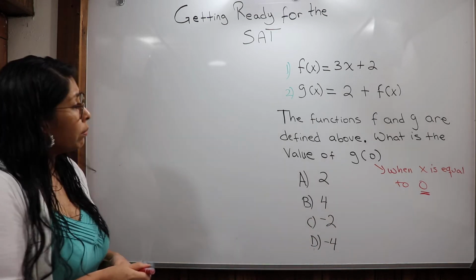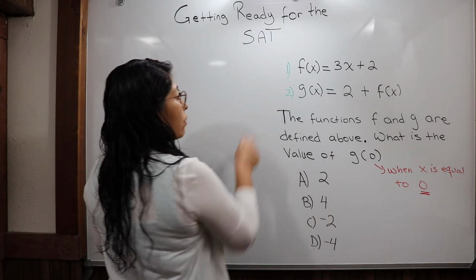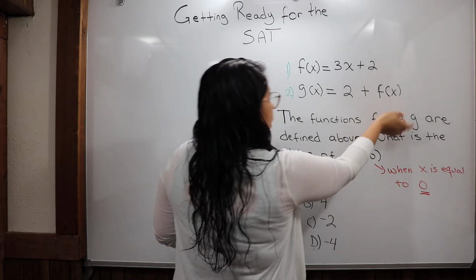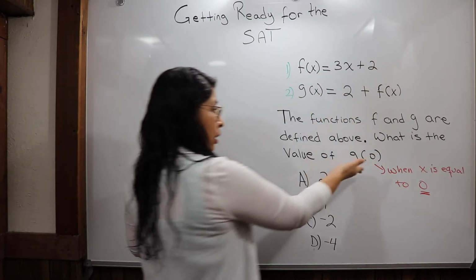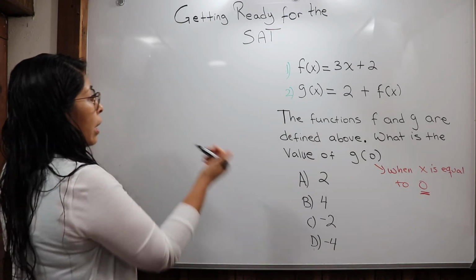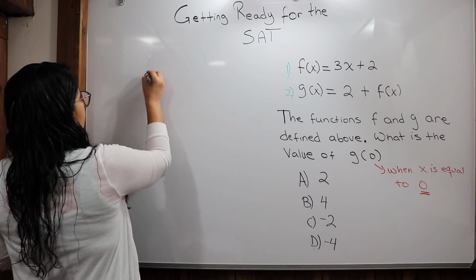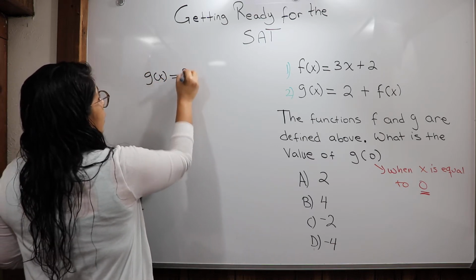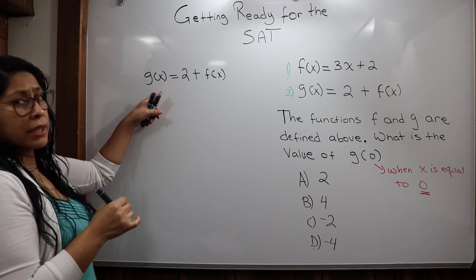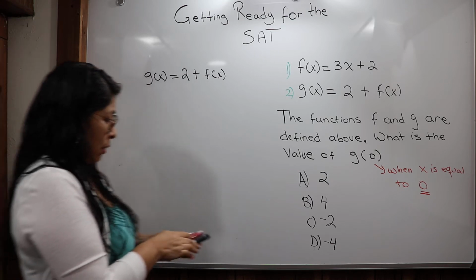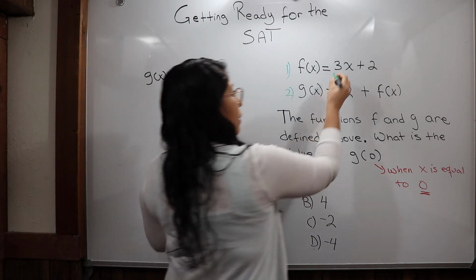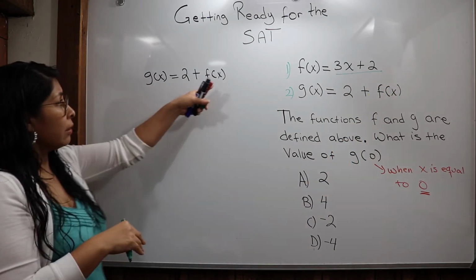So how I'm going to do this problem: again, I have two functions, 1 and 2. I'm going to use number 2, since number 2 is g of x, it's actually in terms of f of x, and my question is in terms of the function g, the second function. So I'm going to start with g of x and rewrite that function. I have g of x equals 2 plus f of x. Just remember that this is g of x, not the final question. Now I have to check what f of x is. I already know what f of x is. It's right here, so I need to plug it in here.